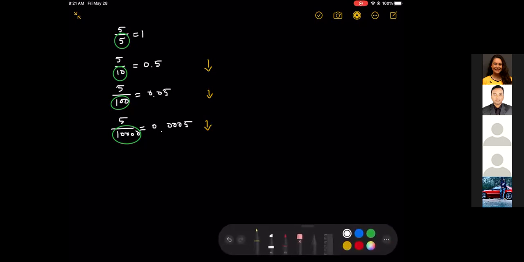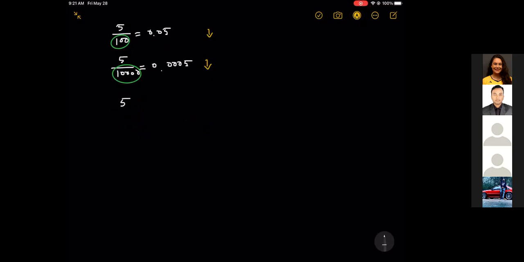Like what happens if I divide it by 1,000,000? You'll see it will be really small. 1, 2, 3, 4, 5, 6. So you'll see the value is really small. Okay. So since we are dividing it by a bigger number, the value is getting smaller.